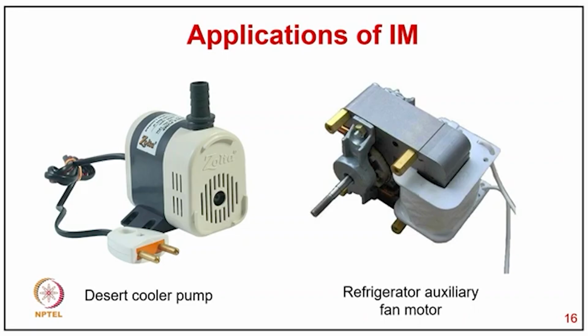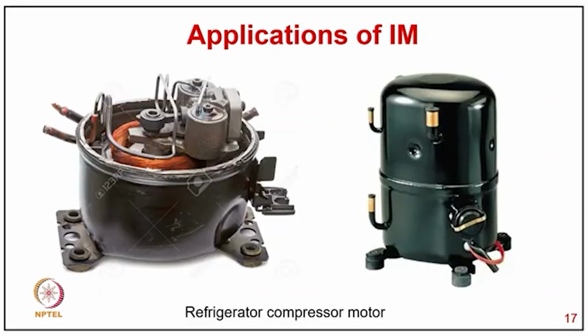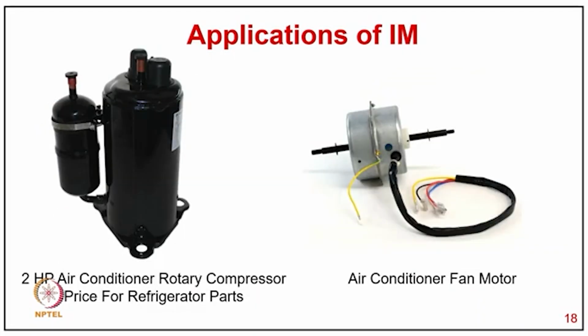Normally a shaded pole motor is a very small rating motor, of the order of around 50 watt, and we have a refrigerator auxiliary fan motor also. Then we have a refrigerator compressor motor, for many applications, not only air compressors but even a refrigerator, like a fridge or other kinds of refrigerating system. Then the typical 2 HP air conditioner rotary compressor for the refrigeration part, and typically the air conditioner fan motor. So even in an air conditioner you have many motors. These are also run by single phase supply, normally as a single phase induction motor.